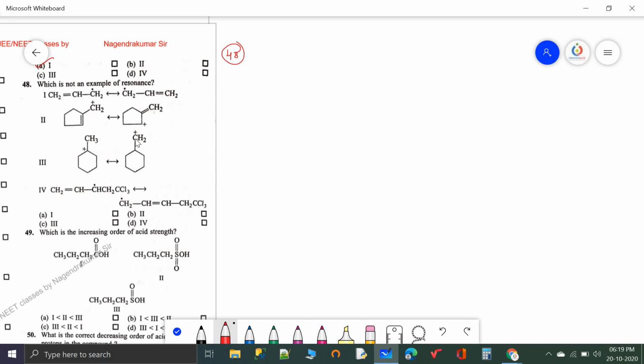And in this case, in the case of the third molecule, there are no other double bonds. Only an isolated positive charge is there. It is not in conjugation. So for resonance, conjugation is required. Here also conjugation is there. So option 3 is the molecule which is not an example of resonance. Option C is true.